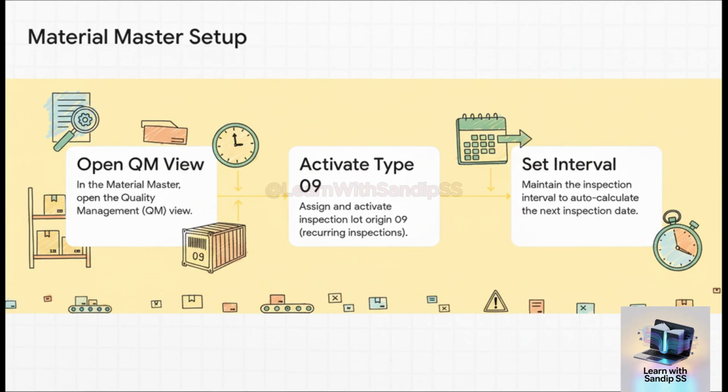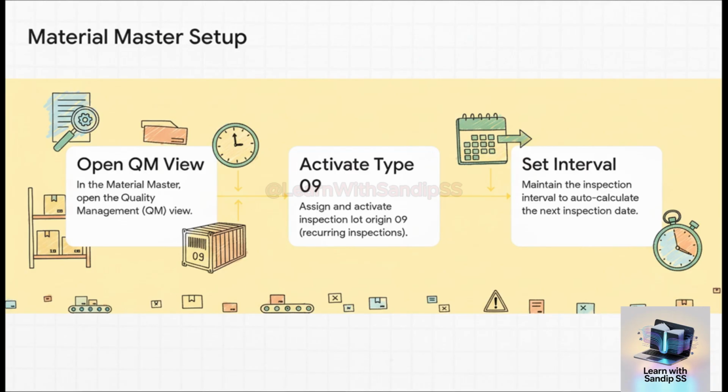So here are the 3 absolutely critical settings you need in the material master. First, you just go to the quality management view. Then, and this is the big one, you activate inspection type 09. That's the magic switch that tells SAP, hey, pay attention to this material for recurring inspections. And finally, you set the inspection interval in days. That number is what the system uses to automatically calculate that super important next inspection date every time a new batch comes in.